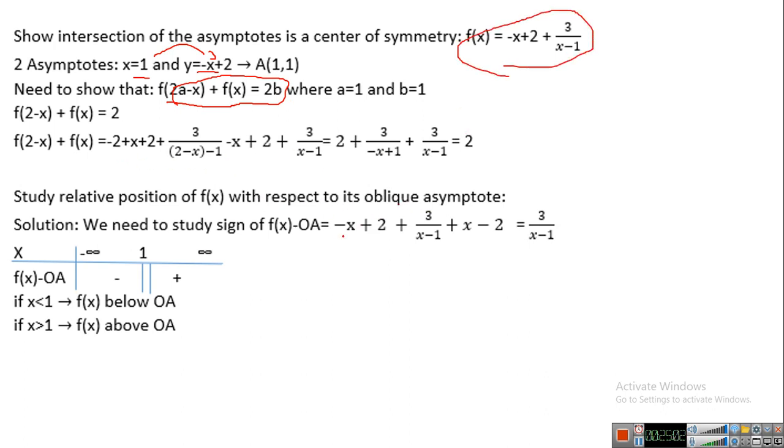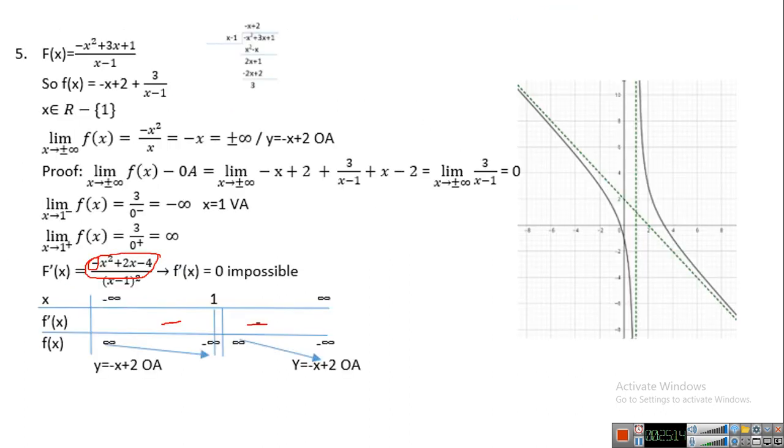Relative position, also the same thing. You want to find f of x minus the oblique asymptote. You have 3 over x minus 1 like we did. Here it's below, here it's above.